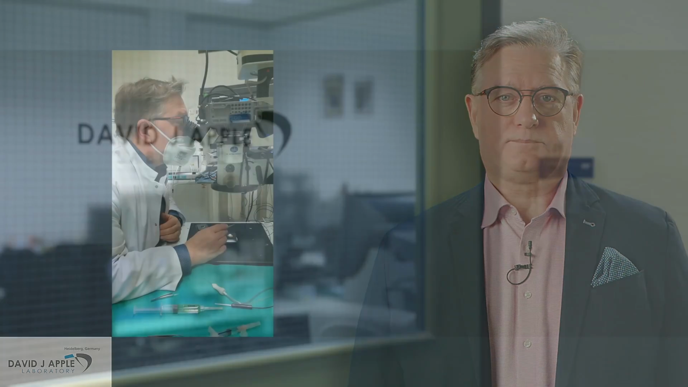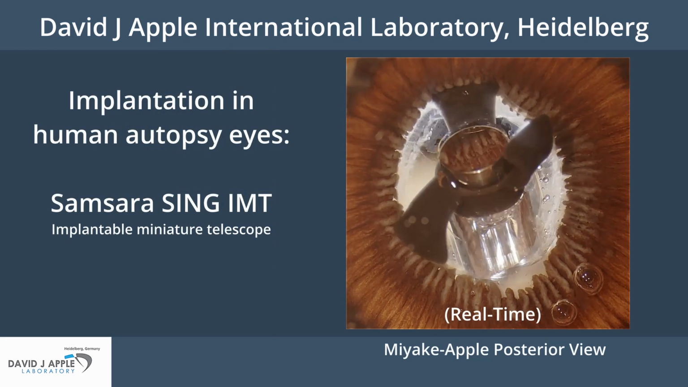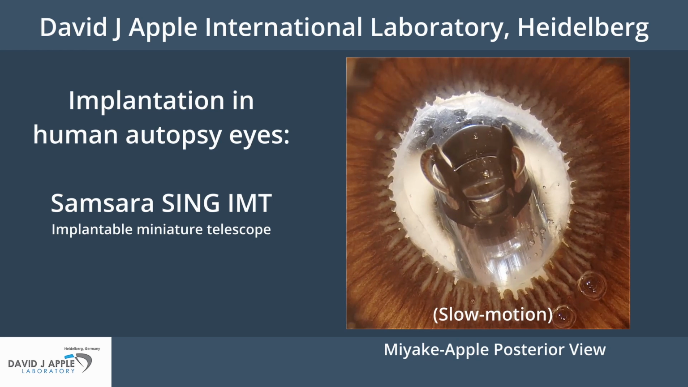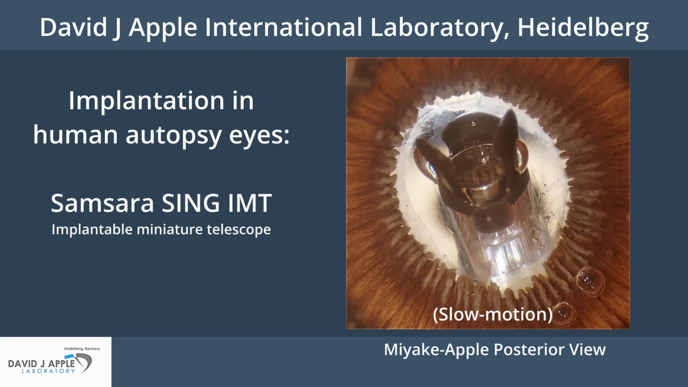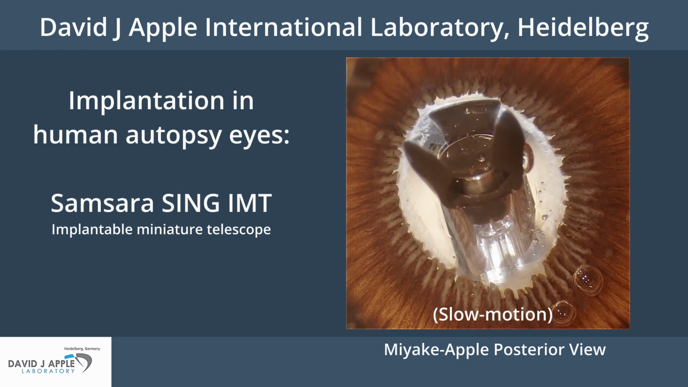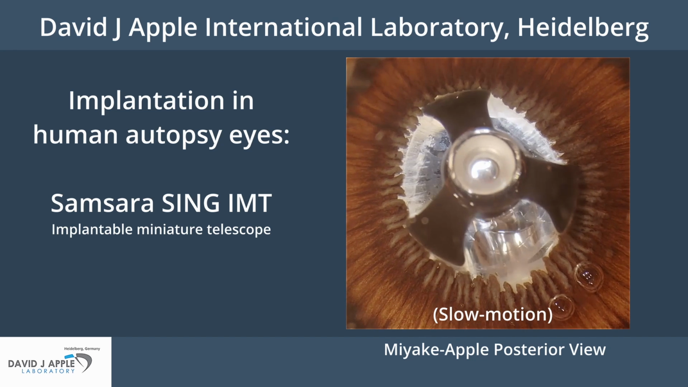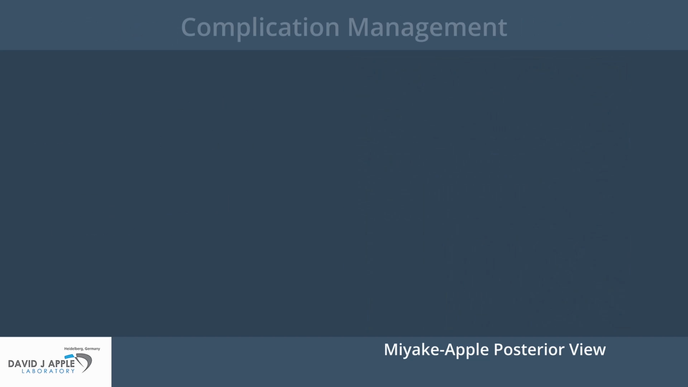Let's go now in the David J. Apple Laboratory and analyze this new implantable telescope in the human autopsy eye. So now we are looking at this device with the Miyake Apple view, and you can see how nicely it unfolds inside the capsular bag. Let us repeat this in slow motion. All 3 haptics come out very smoothly and are targeted directly into the capsular bag. There's not really much stress on the zonules, as you can see here, and the lens is centered very nicely.